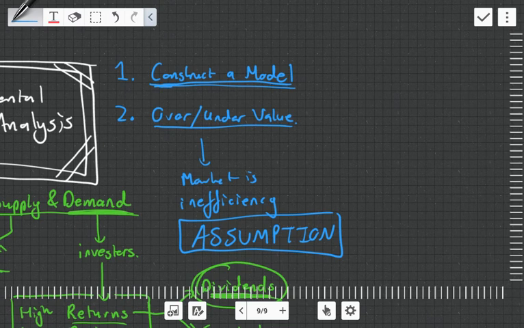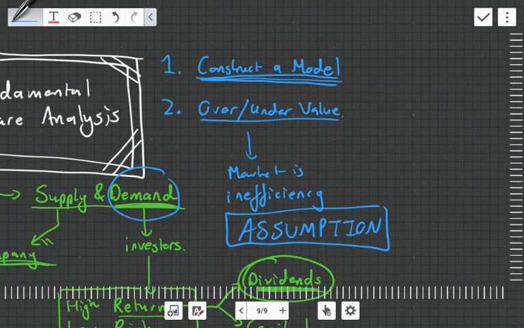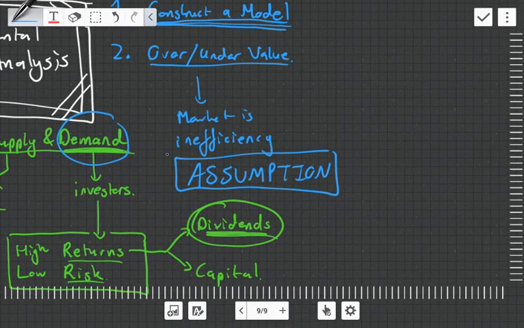Because if we assume that everybody does fundamental share analysis, everyone constructs a model, everyone can see if it's over or undervalued, then people buy if it's undervalued, which increases the demand, and since the supply is fixed, the price will come up so that it is perfectly valued. And that is why this assumption that the market is inefficient is a very big one. It's a very big one, and it can be challenged a lot in the theory.